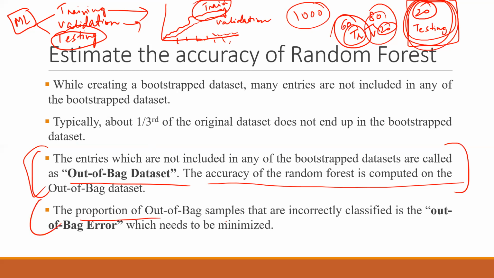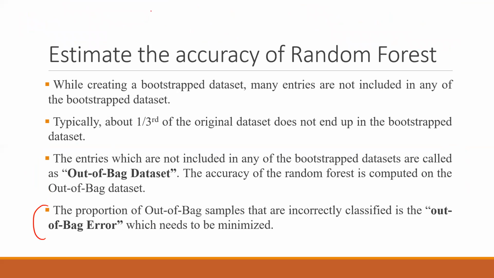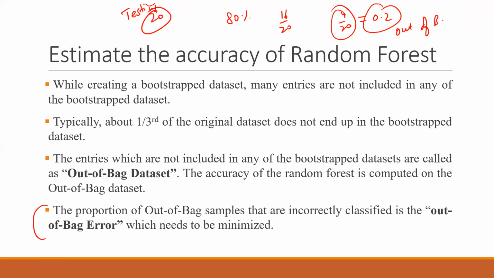The proportion of out of bag samples that are incorrectly classified is the out of bag error. I hope it is clear. Let's say this was my testing dataset, and it had only 20 values. 80% got correctly classified, so 16 out of 20 are correct, but 4 out of 20, which is 20%, were not classified correctly. So this value of 0.2 will be called my out of bag error. That's one of the new terms. I hope this slide is clear.